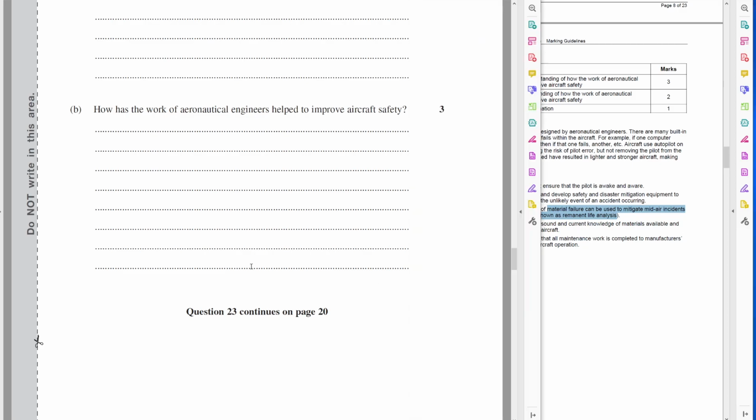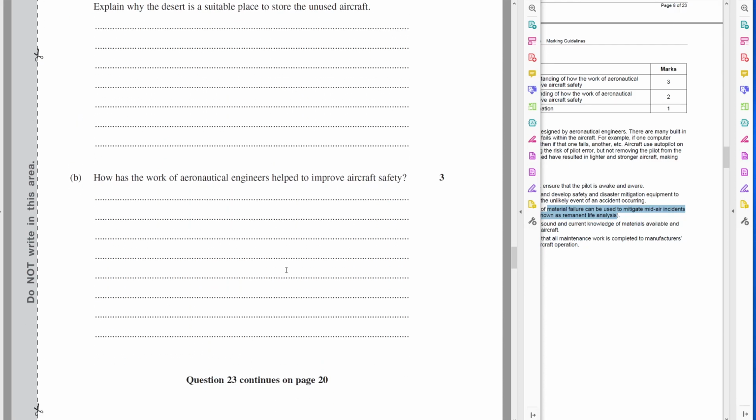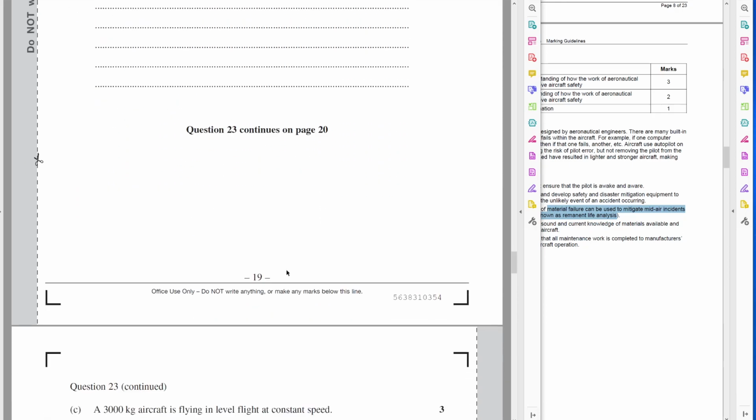But I mean, there's just a heap of opportunity here for this question. It wasn't answered as well as this one, as the desert one, but I think that was because the markers were very generous with that one. Okay.